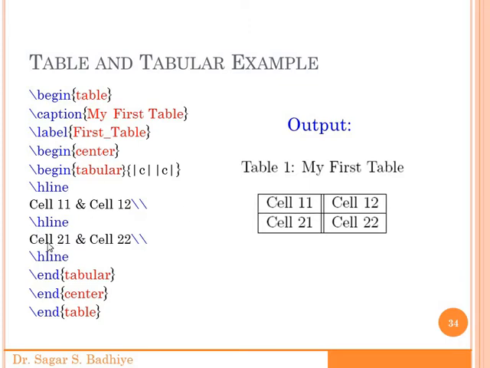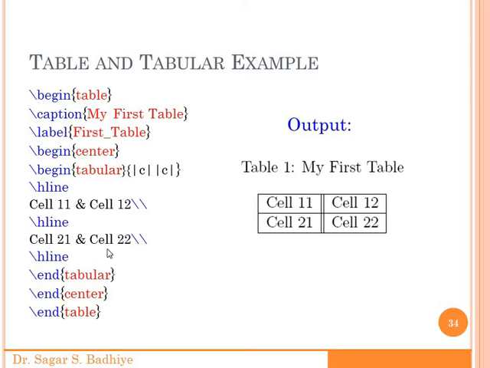Then the content cell 21 and cell 22. Cell 21 will be placed in the first column of the second row, and cell 22 will be placed in the second column of the second row. Then the double slash indicates the end of the row, and \hline will create another horizontal line over here.